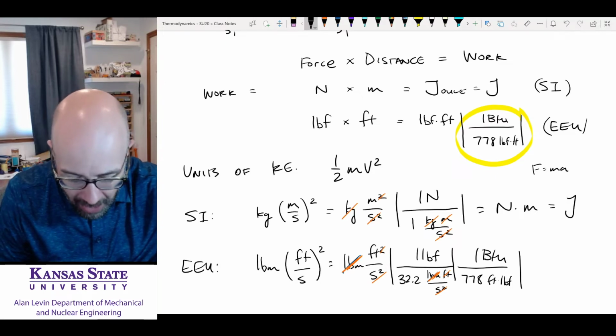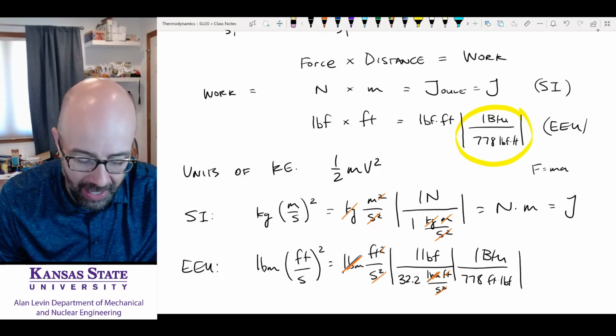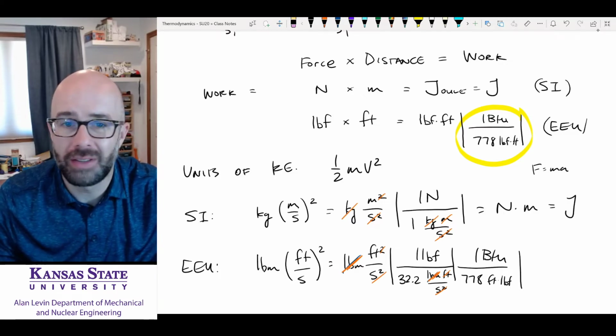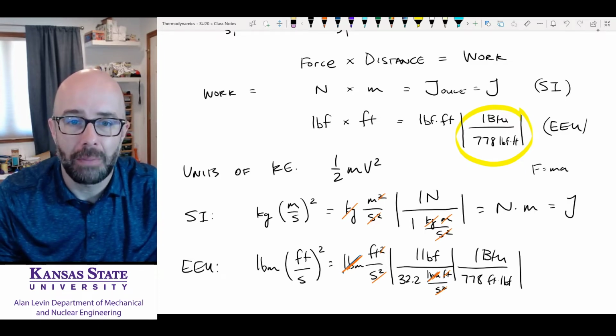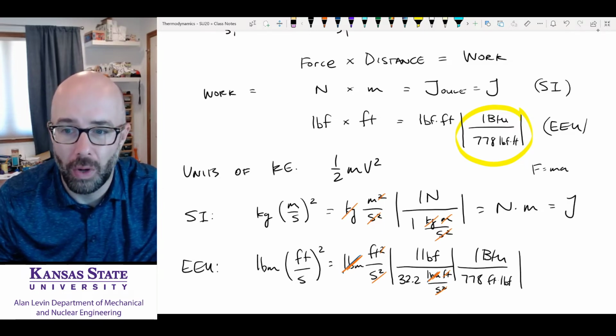Why we need to convert pounds mass to pounds force. Here's a very good example. We just can't say this pound mass is equal to a pound force. We just can't do it. Even though this kinetic energy is found on Earth, we can't say that a pound mass is equal to a pound force in here. We have to convert our units and make sure our units all work out.